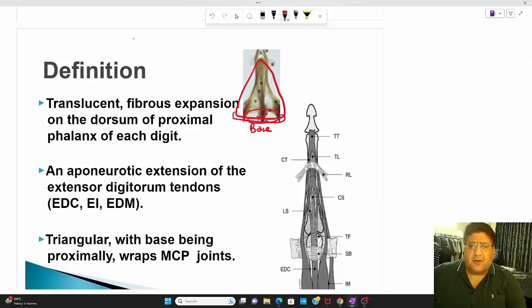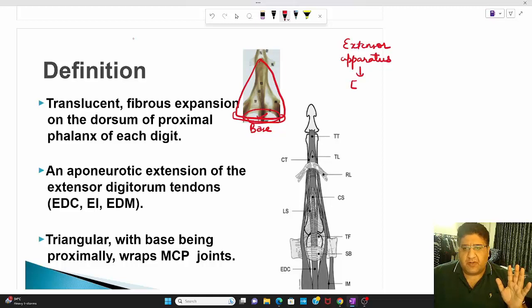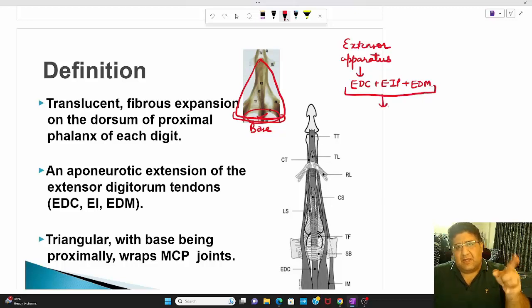As of now, I just want you to understand one very basic thing: when we talk about the extensor apparatus, it is the dorsal distal expansion, extensor aponeurosis, whatever name you want to give it. It basically includes EDC, EIP, plus EDM. They have a dorsal digital aponeurotic extension, and that is what is called the extensor apparatus.